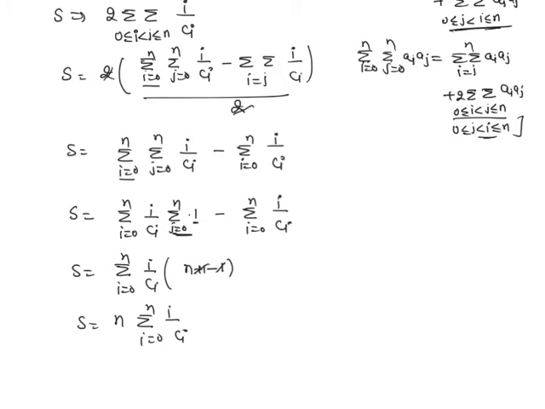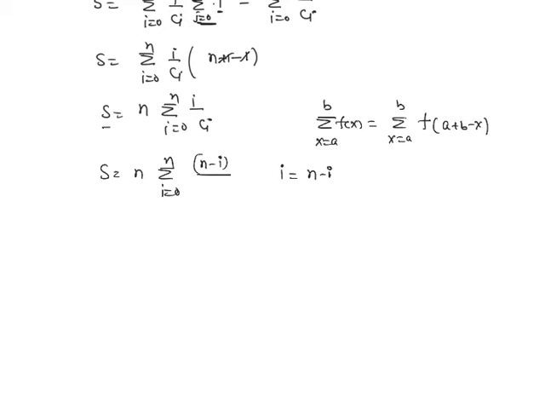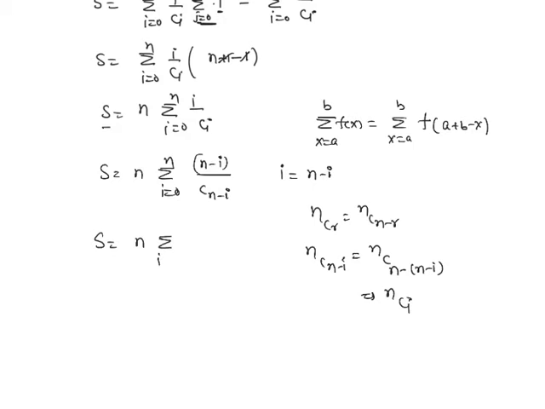Now we know the sigma property: sigma x = a to b f(x) is also equal to sigma x = a to b f(a + b - x). So the same property will be used here. So S equals n times sigma i = 0 to n, and here instead of i we can write n - i. So this will become (n - i)/nC(n - i). And we know nCr equals nC(n - r), so nC(n - i) is nCi only. So S equals n into sigma i = 0 to n, (n - i)/nCi. So this equation we can take as 1 and this equation as 2.